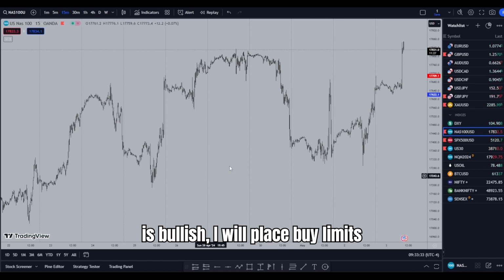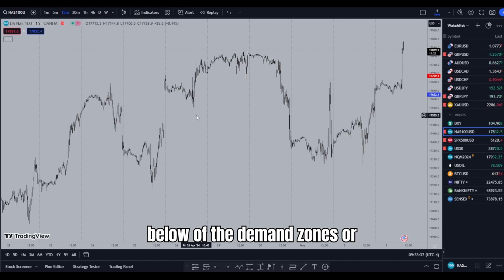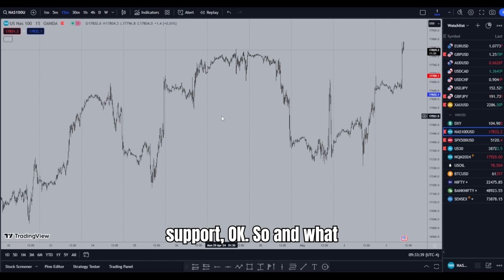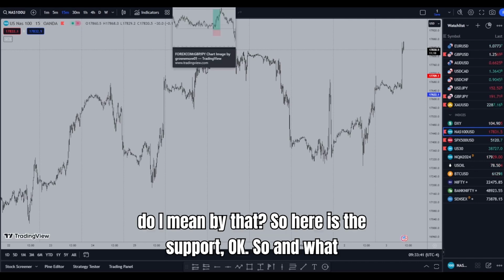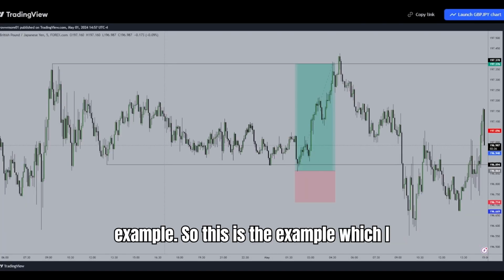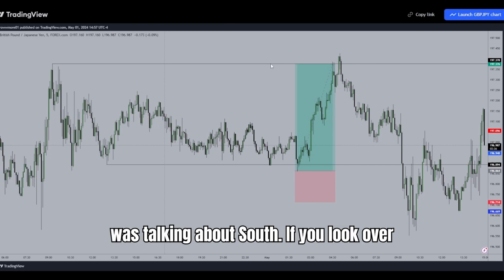So if bias is bullish, I will place buy limits below the demand zones or support. Okay, and what do I mean by that? So here is the example. This is the example which I was talking about.